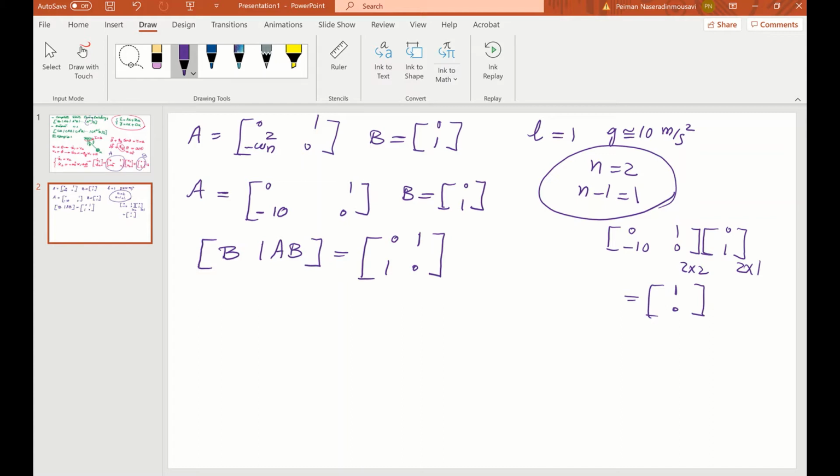That's right, 0, 1, 1, 0. So the rank of this controllability matrix, say M, if you use MATLAB as I told you, is 100% going to be 2. Also its determinant is not 0 for this square matrix, so it's not singular. So the states of this pendulum are completely controllable.